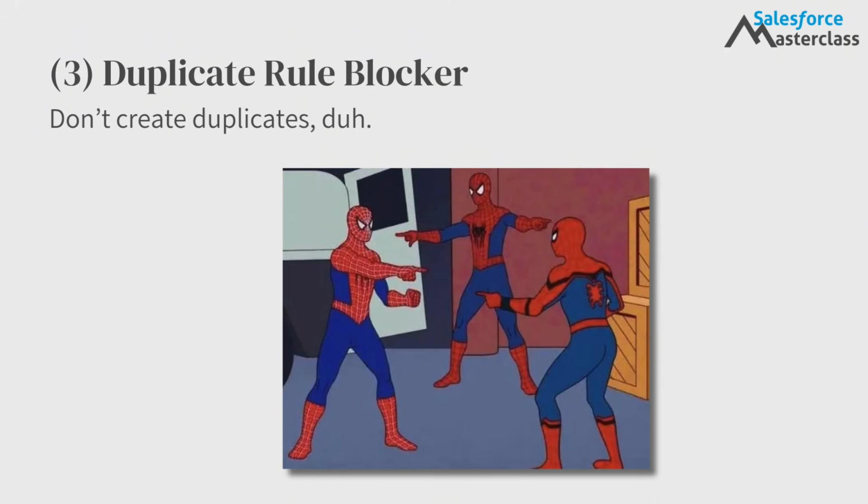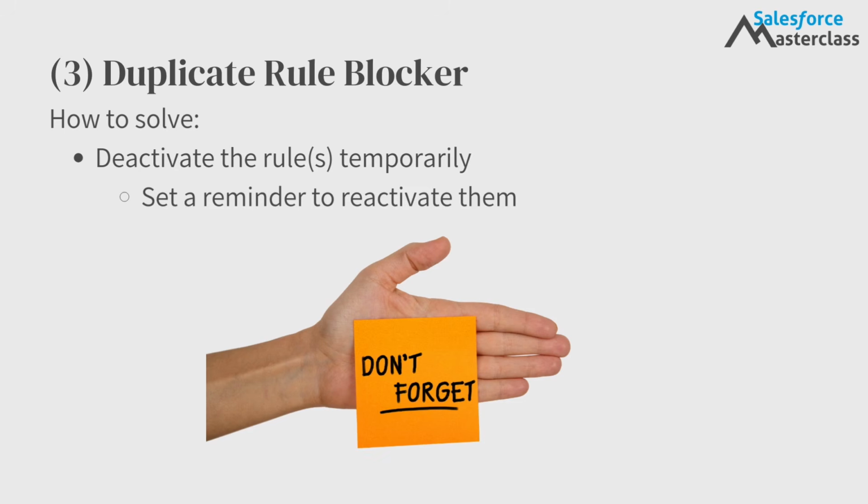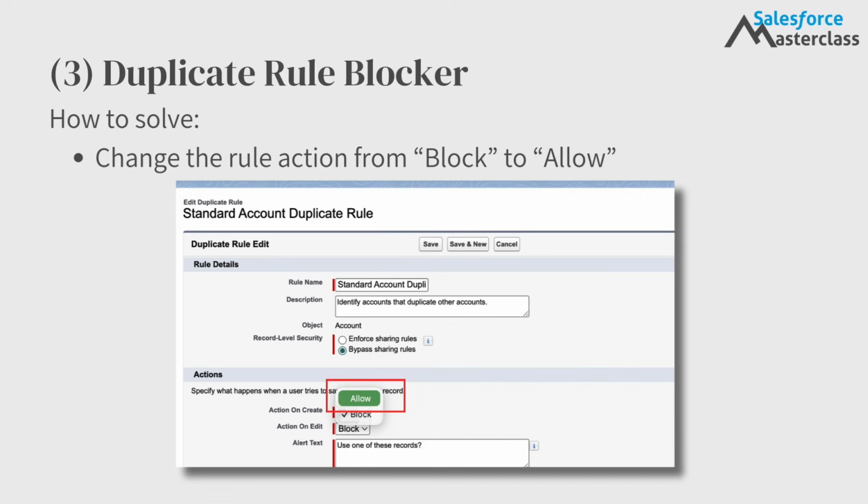I mean, ideally we use the tool as it's meant to be used and we simply don't create duplicate records. However, in certain data loading situations, we have to insert records that may be duplicates of other records with the understanding that the deduping will have to come later. The fastest way past this blocker is to deactivate the offending rules temporarily. Just don't forget to reactivate them. Another option is to change the rule action from block to allow, but again, don't forget to change it back.